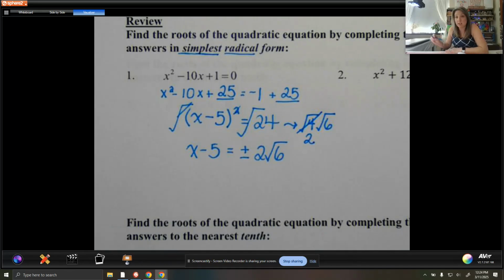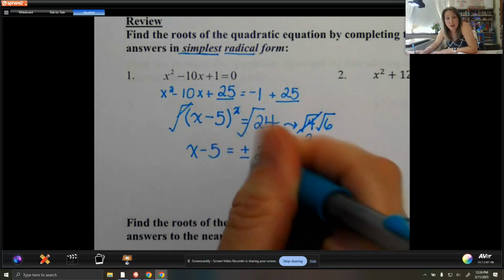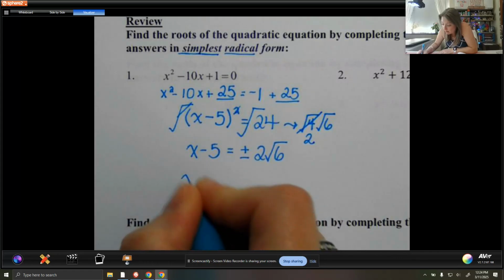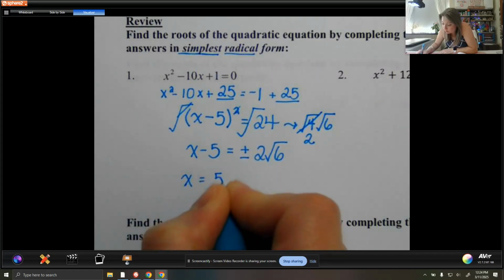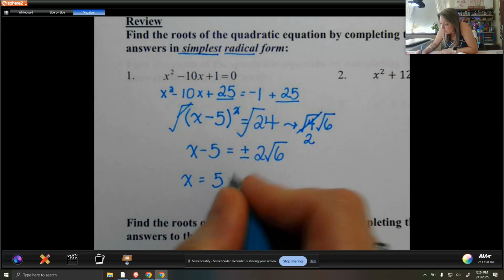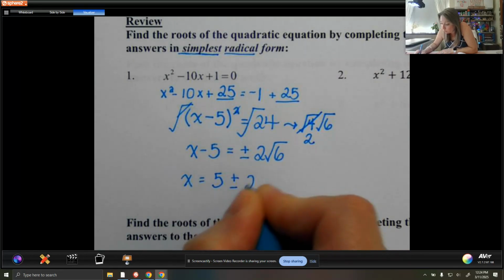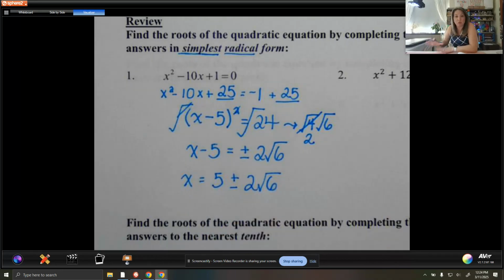And now to finish this by getting x alone, I add 5 to both sides. And when I add this rational number to both sides of the equal sign, it always goes in front of the plus and minus. No matter what is behind the plus and minus, the rational number that you're moving over here has to go in front of that plus and minus. Okay?